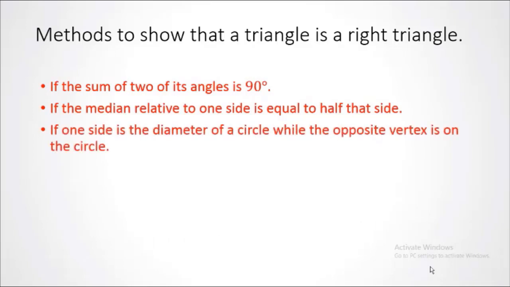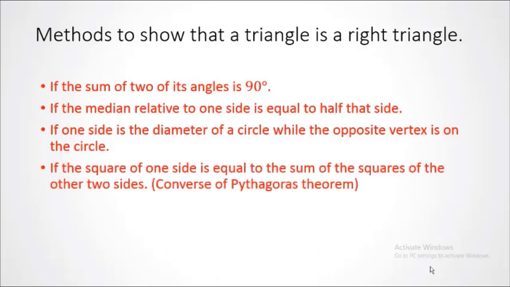If one side is the diameter of a circle while the opposite vertex is on the circle. If we have a triangle and one of its sides is a diameter of the circumscribed circle above this triangle, where the vertex opposite to this diameter is on the circle, then the triangle is a right triangle.